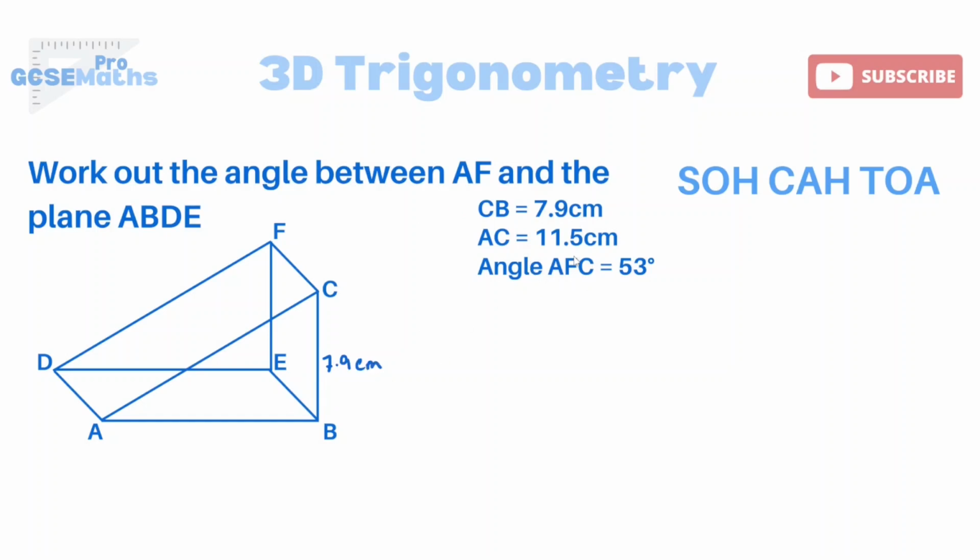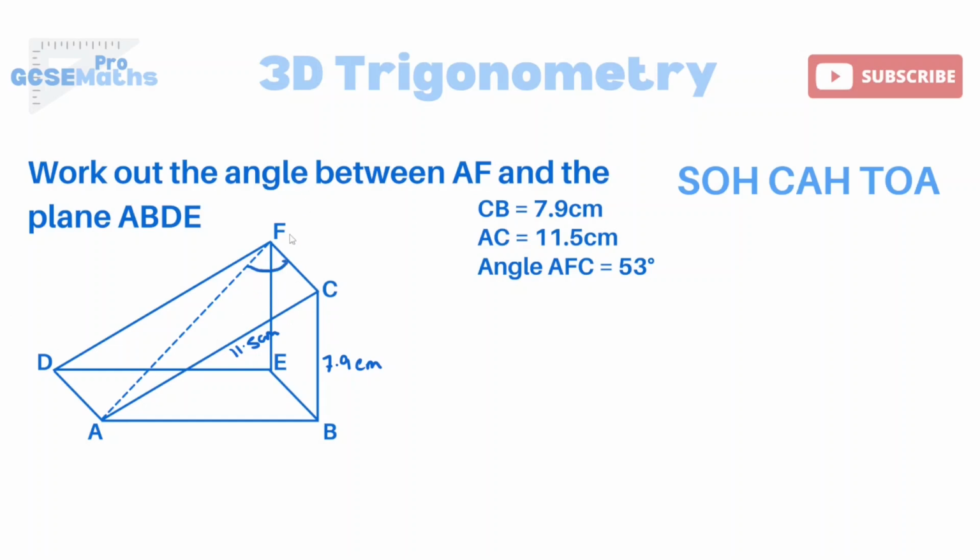We've got AC, which is 11.5, and we've got the angle AFC. So I'm actually going to draw a line between A and F, not only because I've got the angle here, but also because my question is asking for the angle between AF as a line and a plane. So I've just drawn the line between A and F.